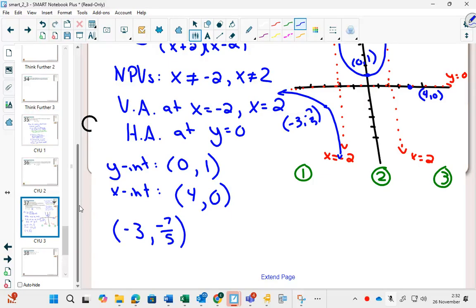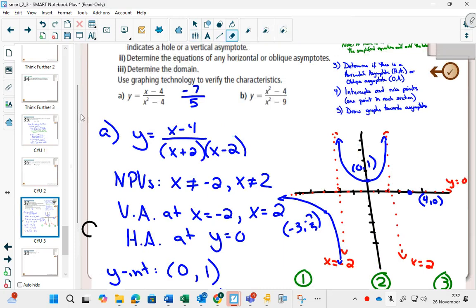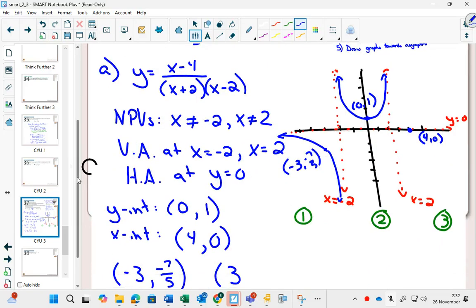Because I don't know which way it's going, I'm going to plug in positive 3 and see what happens. Again, I go to the top here: 3 minus 4, that would be minus 1. And I get 9 minus 4, I still get 5. I get negative 1/5. So I have 3 comma negative 1/5, and that tells me it has to go down towards that asymptote.